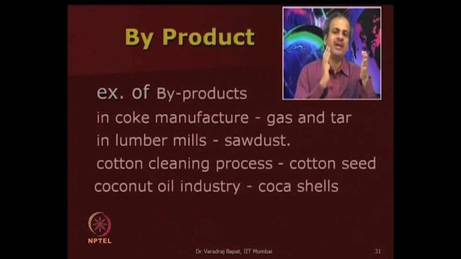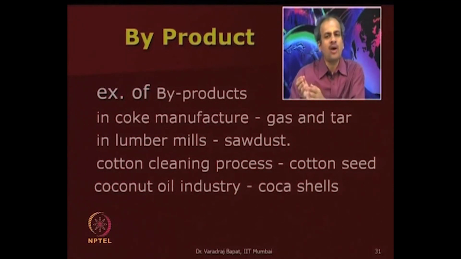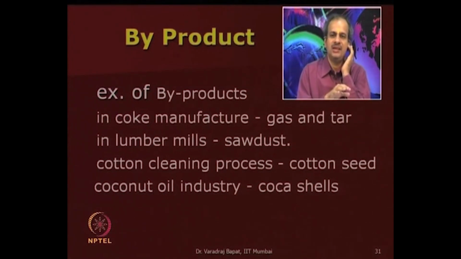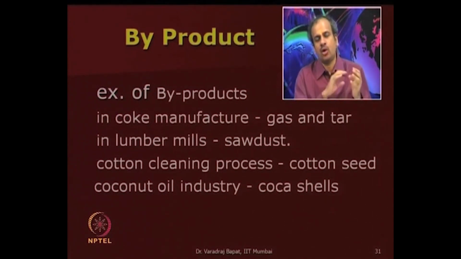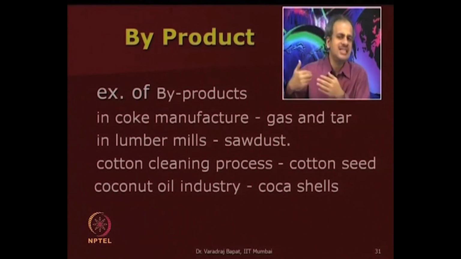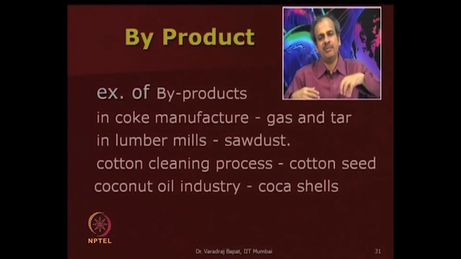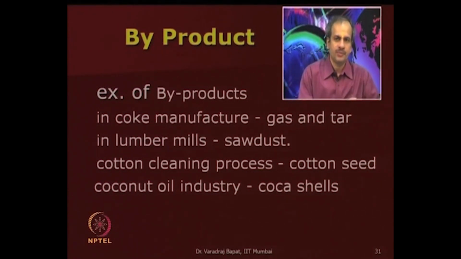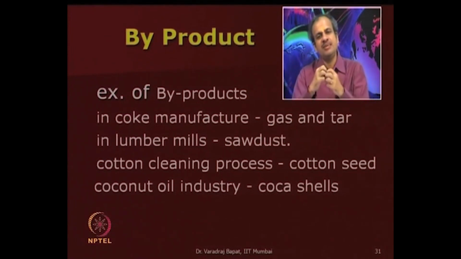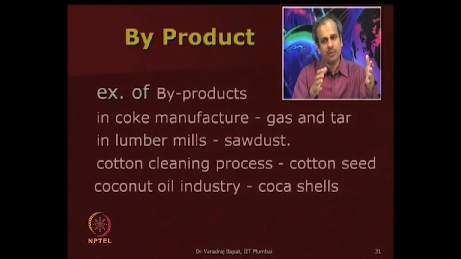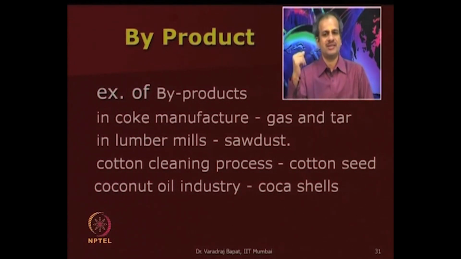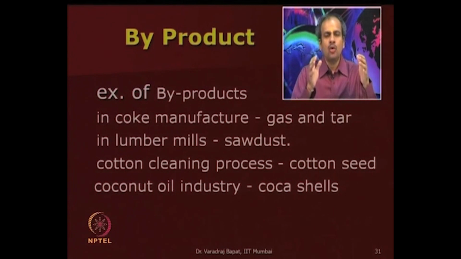In lumber mills, where the wood is cut, a lot of sawdust gets generated and it can be sold out. That sawdust is a byproduct. Again, in a cotton cleaning process, when the cotton is being cleaned, the cotton seed is taken out, and then from the cotton seed oil is extracted, and the remains become good food for animals. But that cotton seed which is removed from the cotton in the cleaning process is usually considered a byproduct. Same way, when coconut oil is taken, the coconut shells which remain become byproducts.